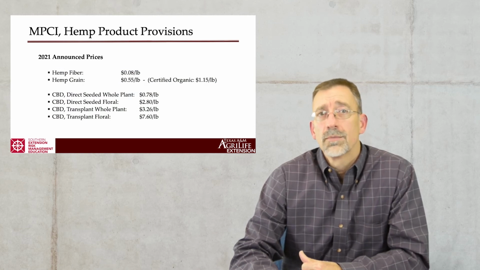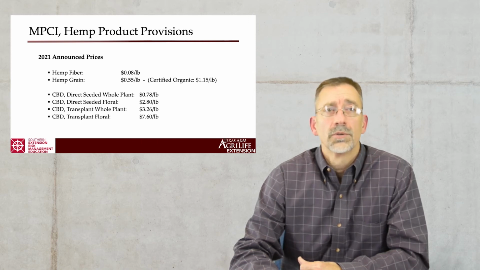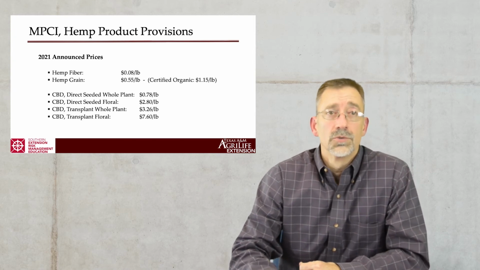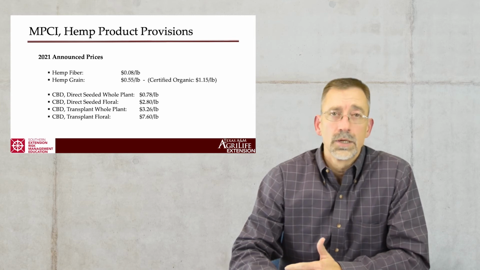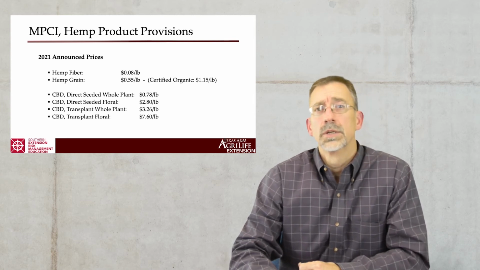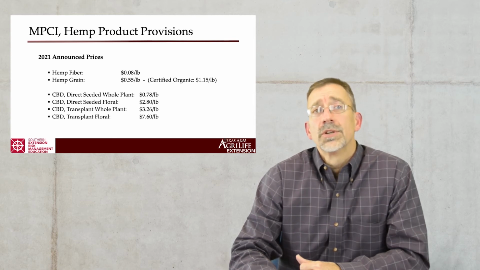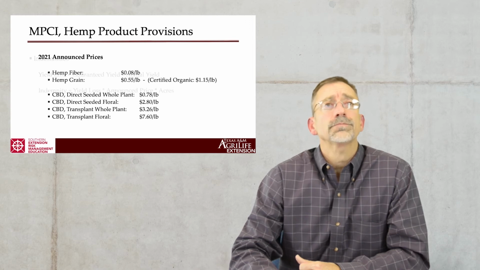Hemp for fiber is 8 cents a pound for 2021. For grain is 55 cents a pound, and if you're growing hemp for CBD, it depends on your production practice, whether it's direct seeded or transplanted, and whether you're using the whole plant or just the flower, and you can see those rates there on the slide. These change every year, and it depends on the market outlook and the current situation at the time.